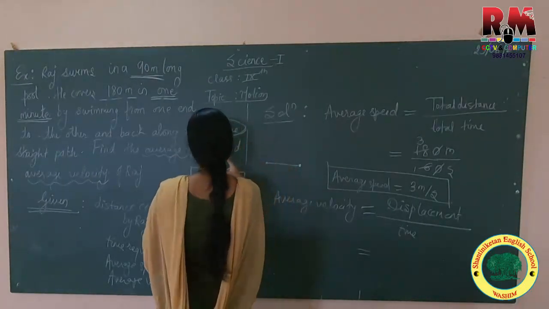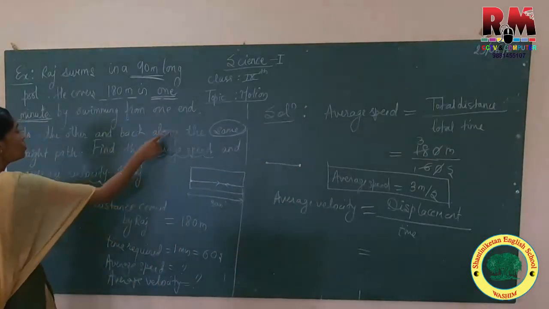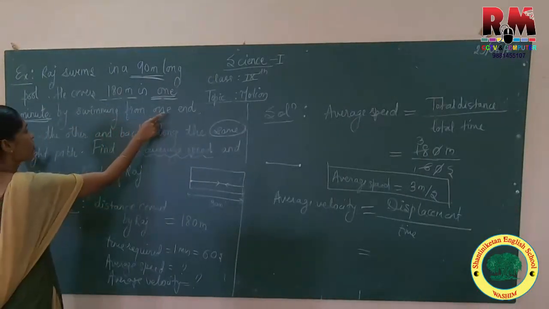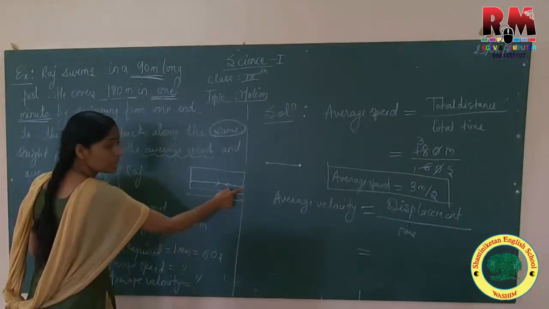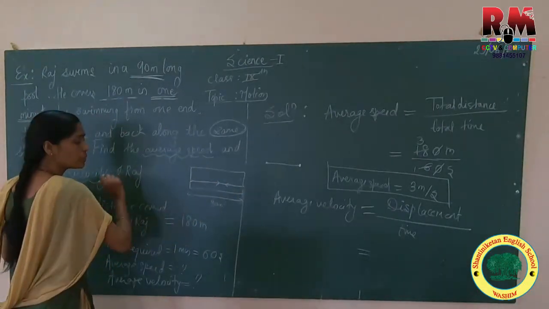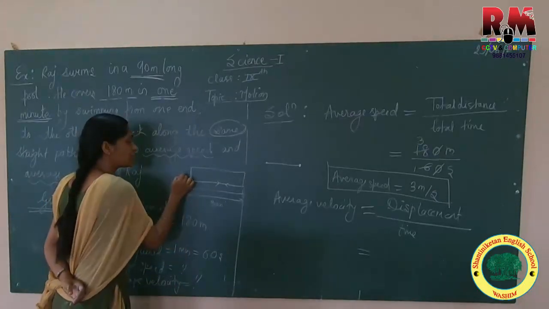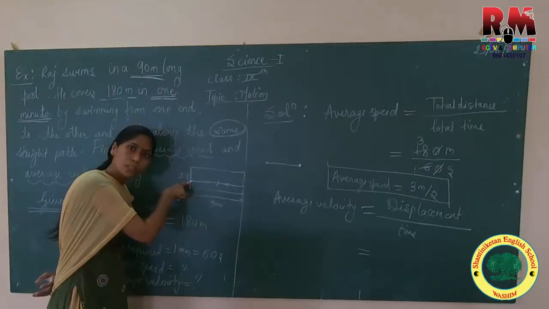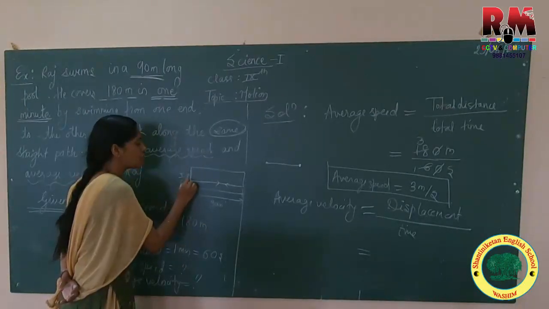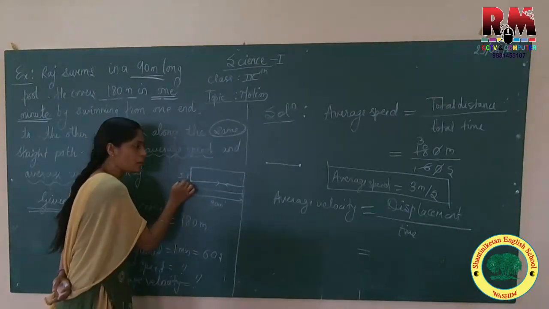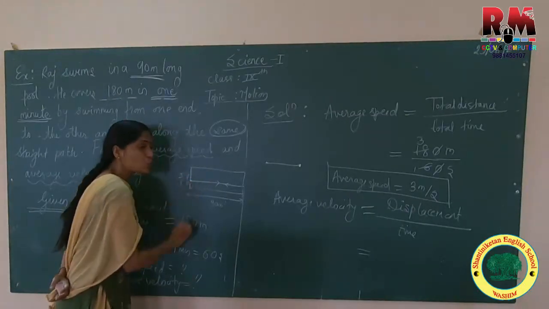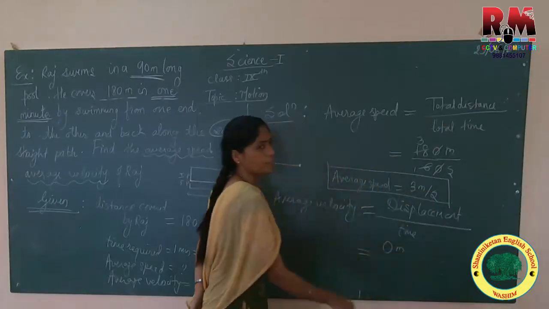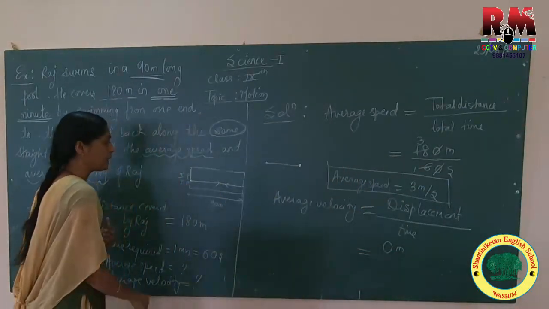But let us check here what Raj is doing. That's why I said you have to check. He is swimming from one end to the other and returning back to his original position. So here its initial position is this, and where he is coming back, again it is this position only. So initial position and final position are the same. So here displacement covered is how much? 0 meter.